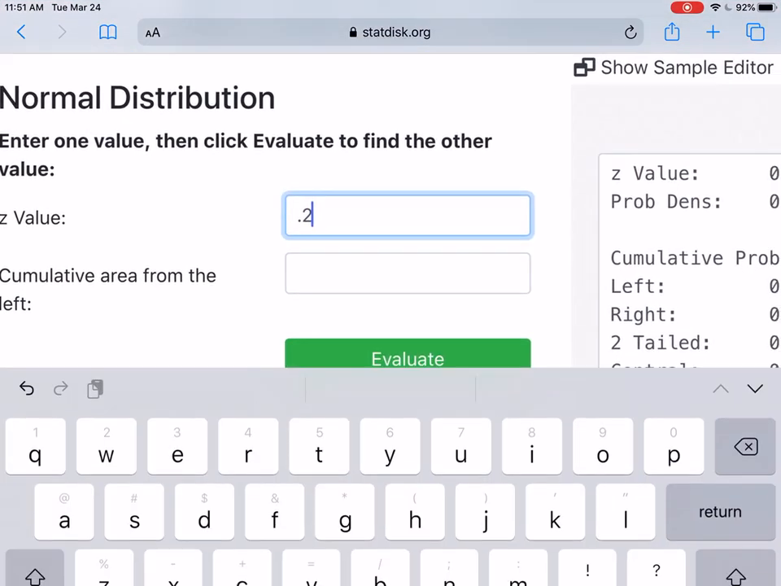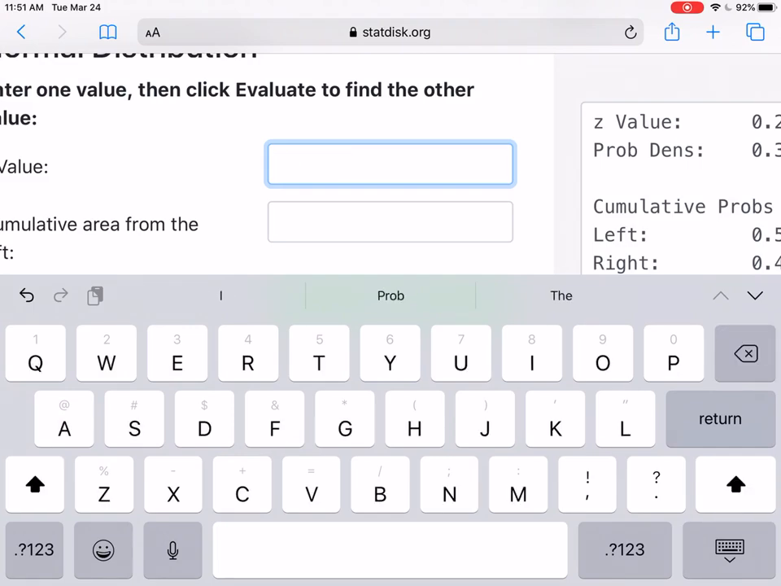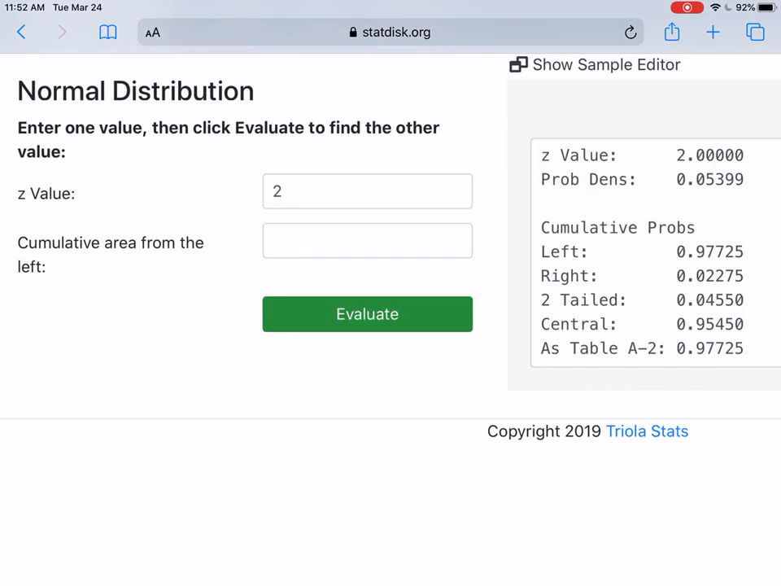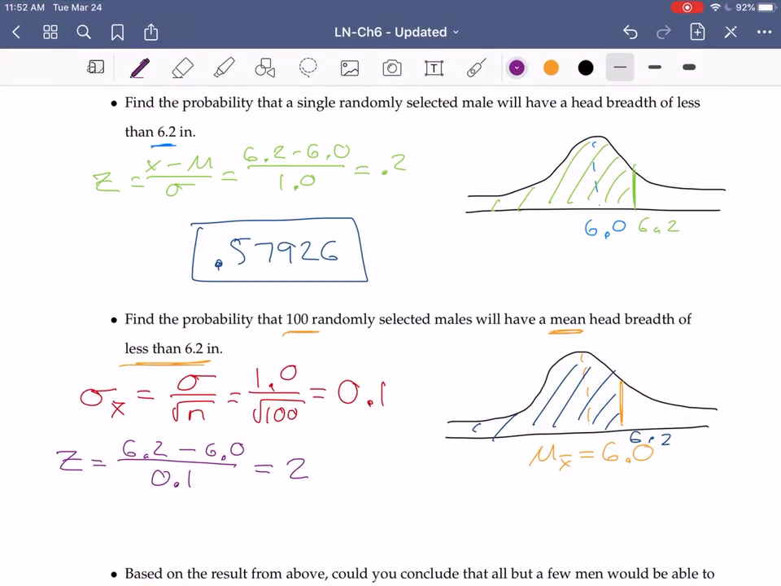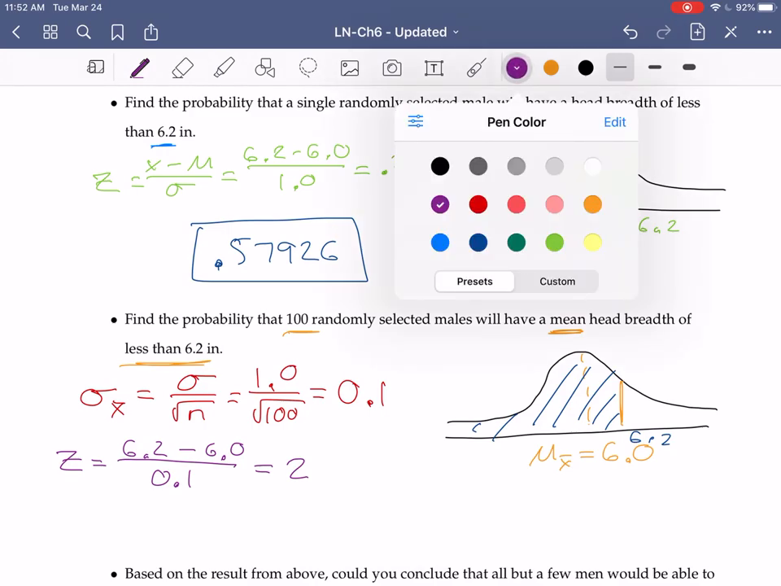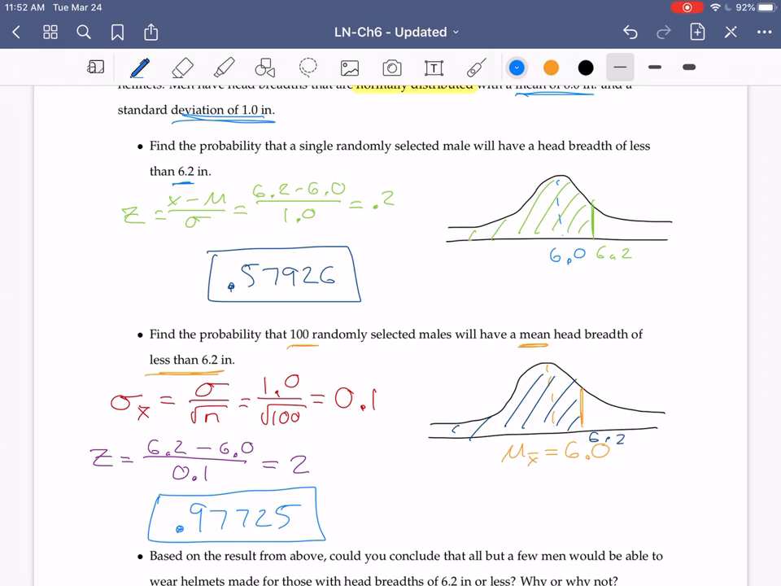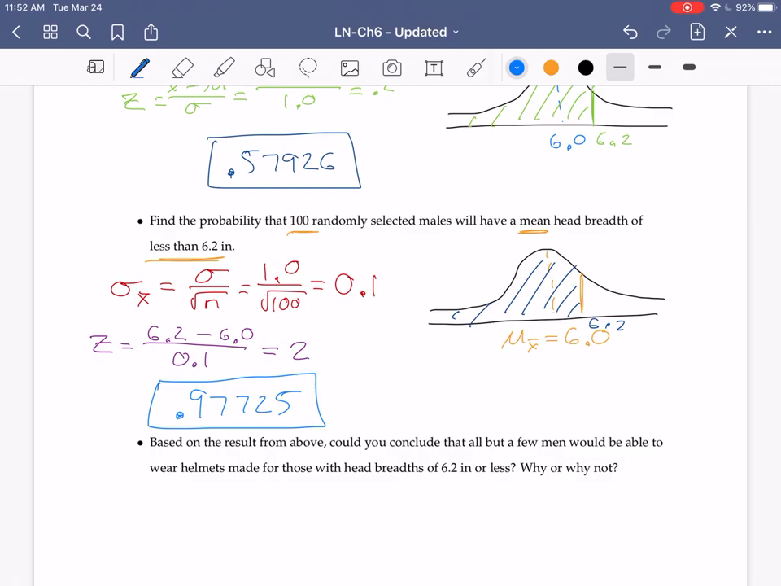So we went to normal distribution. I'm going to plug in a z-value of 2. So 2 is the z-value, and I'll evaluate. The area to the left of that is 0.97725. That is the area to the left. So that is the probability that a group of 100 randomly selected males will have a head breadth less than 6.2 inches.